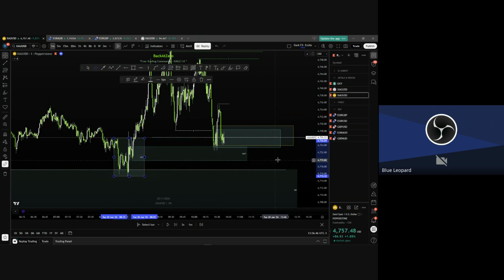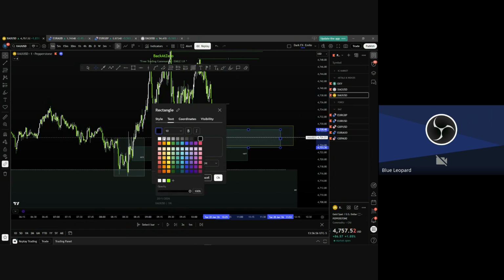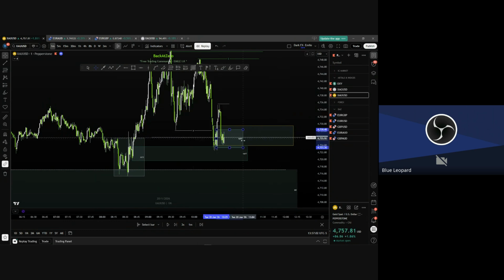Then option two should be an M1 engulfing candle after retesting option one. That will be option two. Okay, so option two is here. Now you have option two. This is the second entry. If you are late, this is the one you can use.